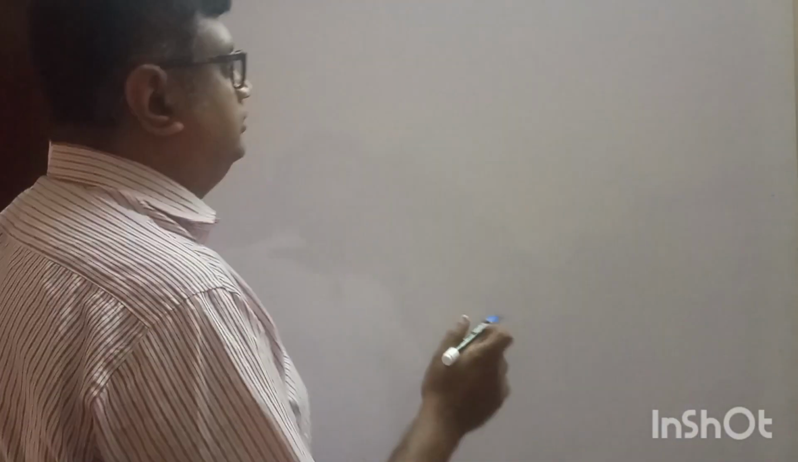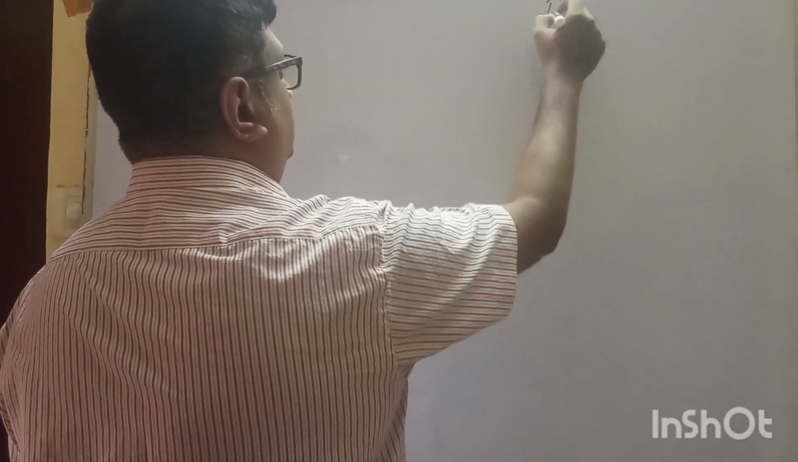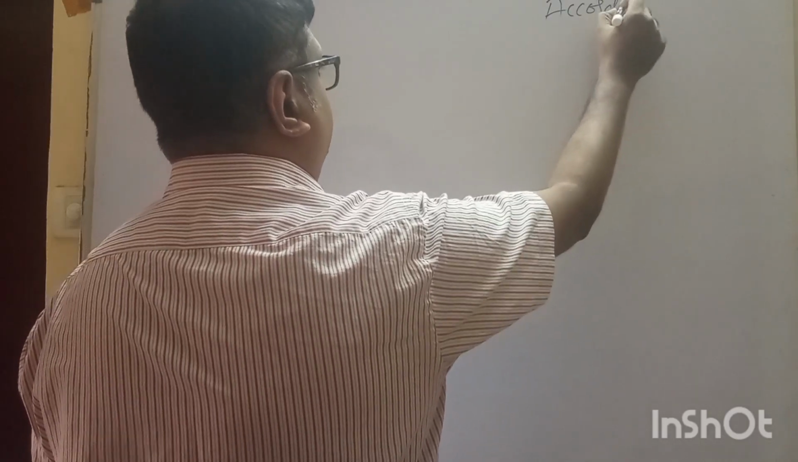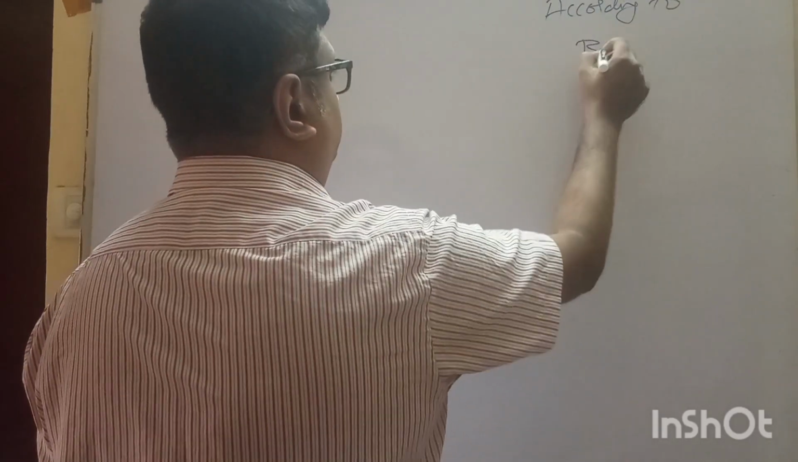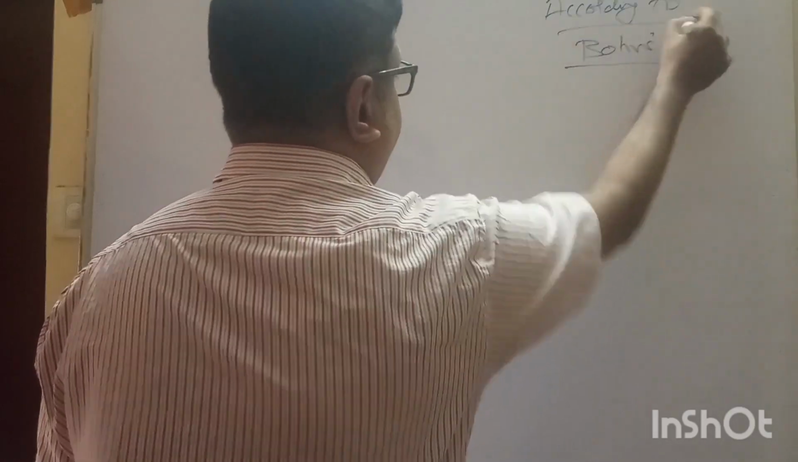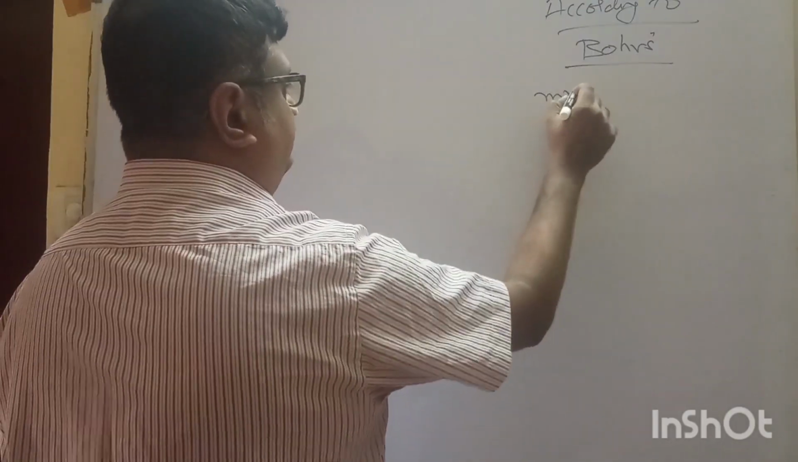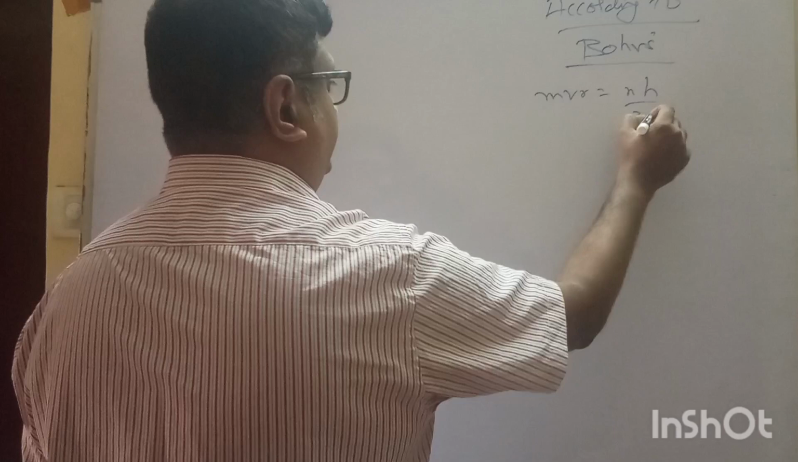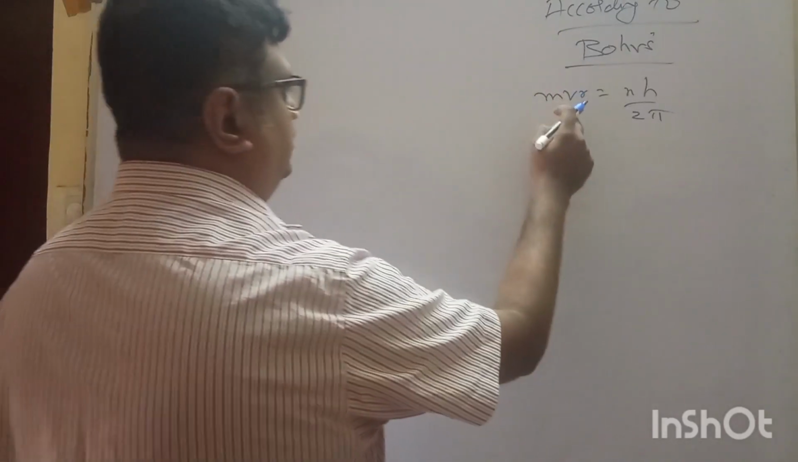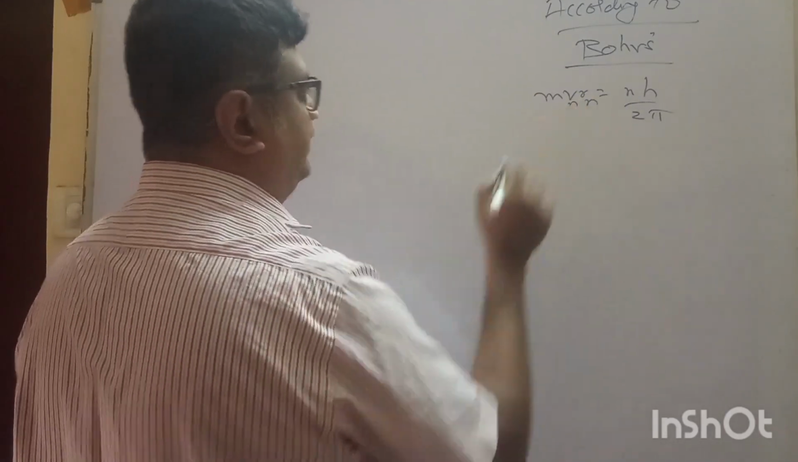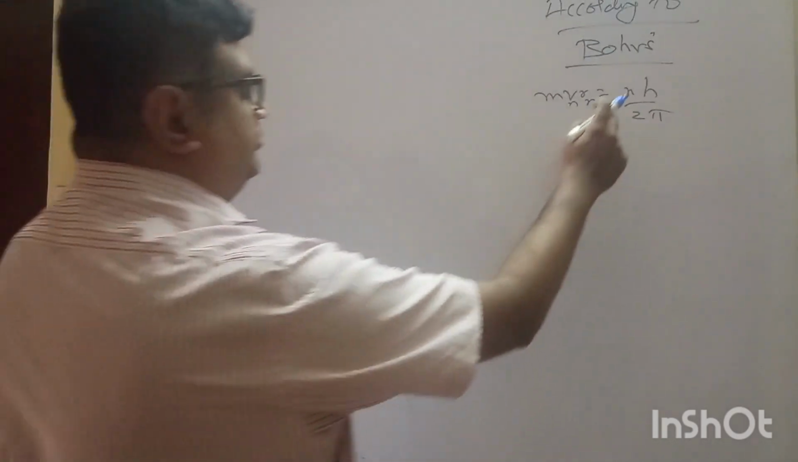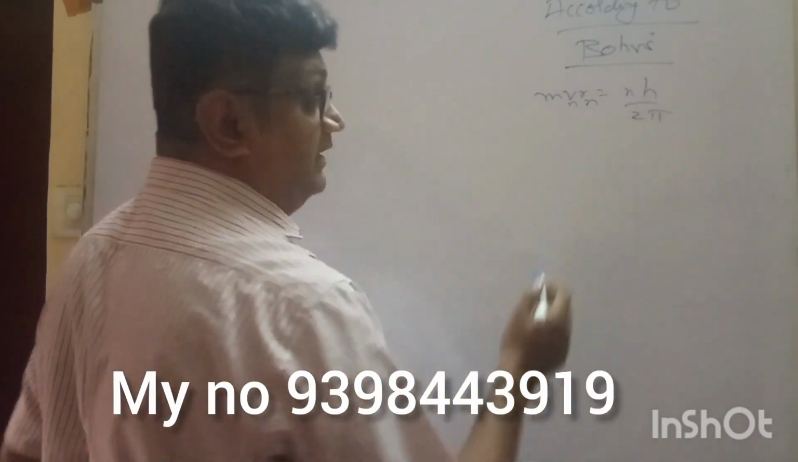In this video we are going to learn how to find the radius and velocity in the nth orbit if you consider a hydrogen atom. So according to Bohr's postulates, we know that mvr is equal to nh by 2 pi. Here v is the velocity in the nth orbit, r is the radius of the nth orbit, n is called the principal quantum number, and h is called Planck's constant.